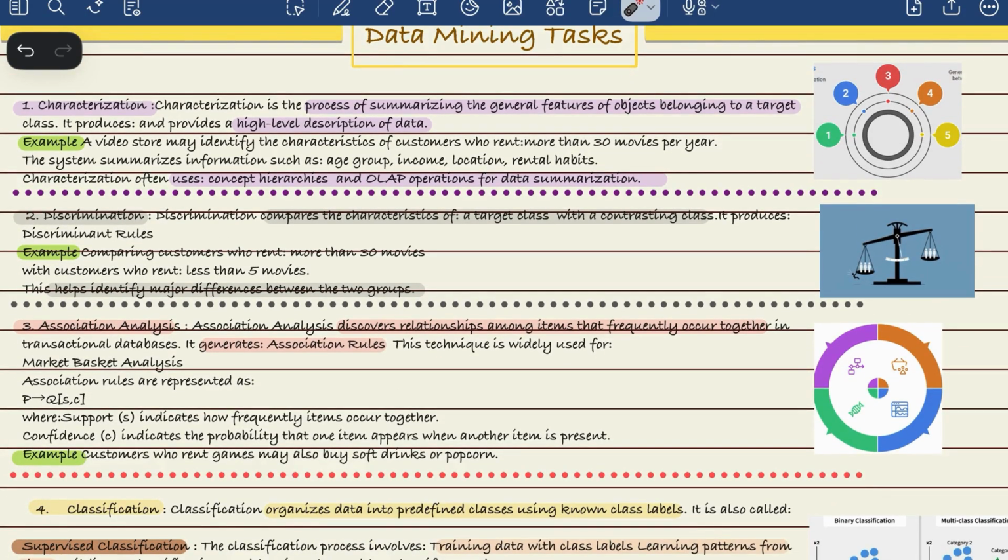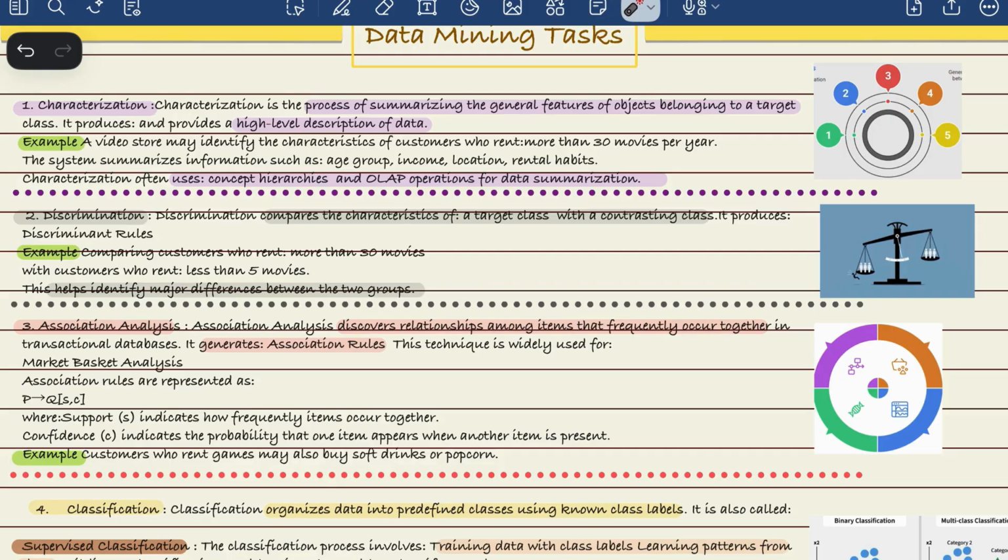And next is discrimination. Discrimination compares the characteristics of the target class with the contrasting class. Obviously in characterization we were just generalizing the target class features. But what if instead of just profiling the high movie watchers, we compare them directly against our low activity users? For example, we compare the target class, people watching over 30 movies a month, directly with the people who are watching even less than 5 movies a month. So this is the discrimination.